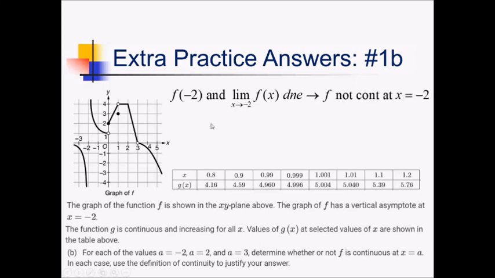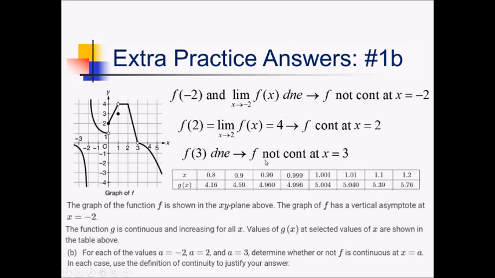Moving on to +2, at +2, the function value is 4. The limit from the left and the right is also 4, so these two things equal each other, and they both equal 4. Since they both exist and they equal each other, we would say f is continuous at x equals 2. And then finally, for x equals 3, right here at this removable discontinuity, the function does not exist there. Therefore, since f(3) does not exist, this function is not continuous at that x value.